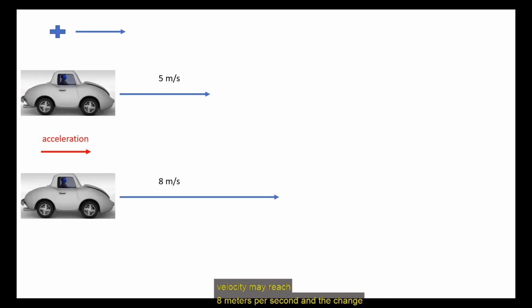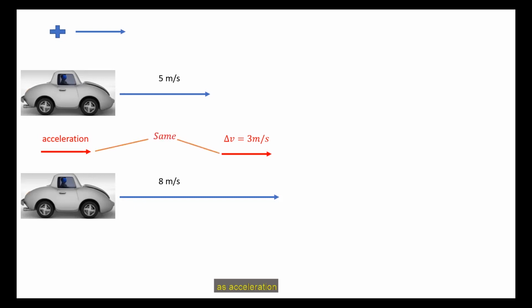First, let's define the positive direction to be to the right. Then there's a car going at a velocity of 5 meters per second to the right, and it's also accelerating to the right. So in the next few seconds, the car's velocity may reach 8 meters per second. The change in velocity of the car is going to be 3 meters per second to the right, positive, and it's going to be in the same direction as acceleration.